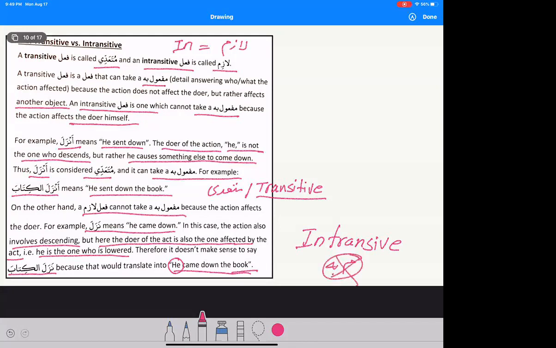Okay, so if it does not take maf'ulun bihi, that means we cannot turn it into passive. These kinds of verbs, we cannot turn them into passive. Okay, so they do not have any passive.